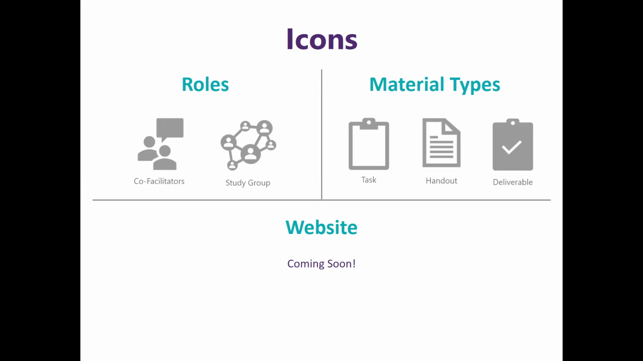There are 3 key icons for the types of materials being utilized in this process. These are shown on the right. The task icon is used to indicate documents for co-facilitators. They explain what needs to be completed for each step in the process. The handout icon is used for both co-facilitators and study group members. These documents offer additional context or reference information for select steps. The deliverable icon includes tools and templates for activities that need to be completed by the co-facilitator and/or the study group members.